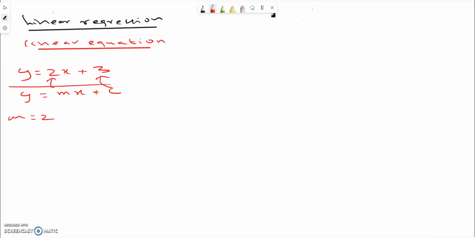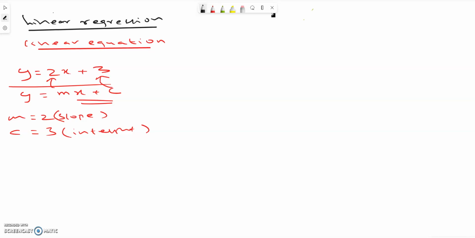m is equal to 2 is the slope and c is equal to 3 is the intercept here. So by using this simple equation, I can tell the slope and intercept. But I wanted to see what exactly the slope and intercept are. So for that, let me write some points for x and y with respect to this equation.